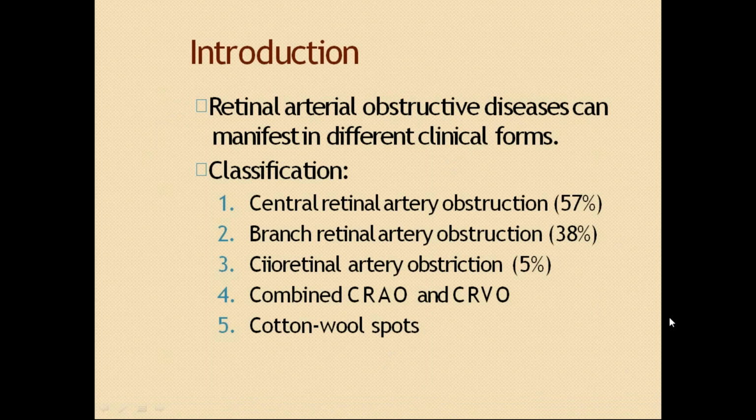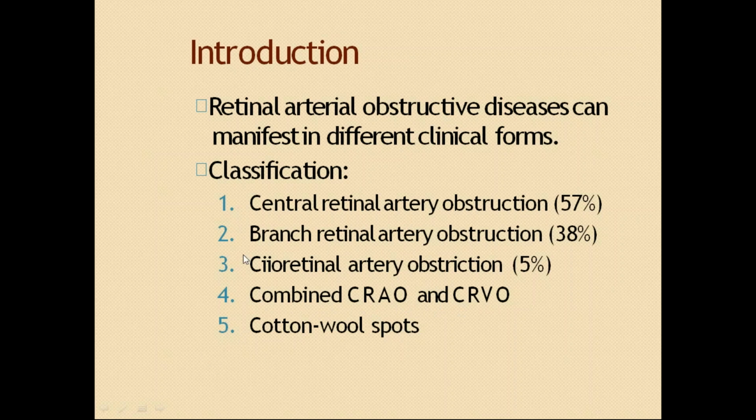Coming to the introduction, retinal artery obstructive disease can manifest in many ways. The most common is central retinal artery obstruction, then branch retinal artery obstruction, cilioretinal artery obstruction, sorry, the spelling is a mistake here, it should be C-I-L, cilioretinal artery obstruction, combined central retinal artery and vein obstruction, and cotton-wool spots.